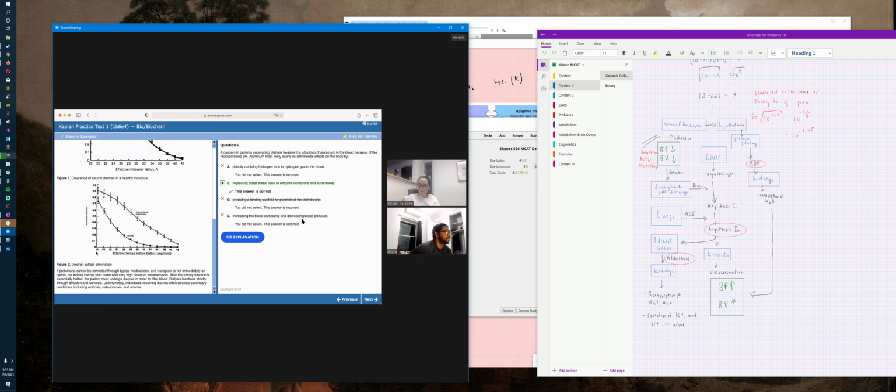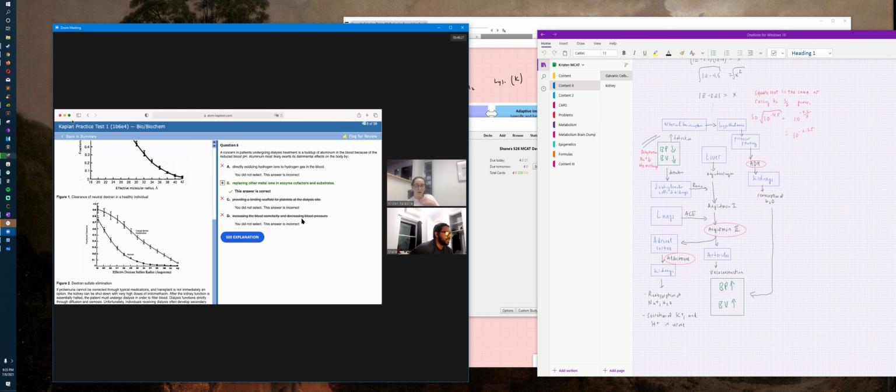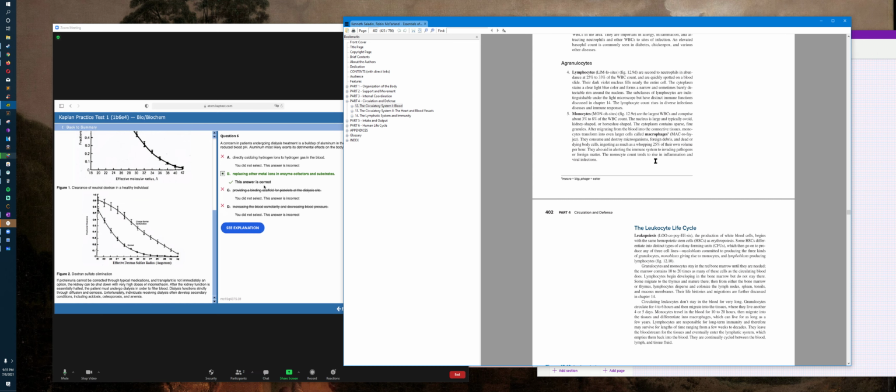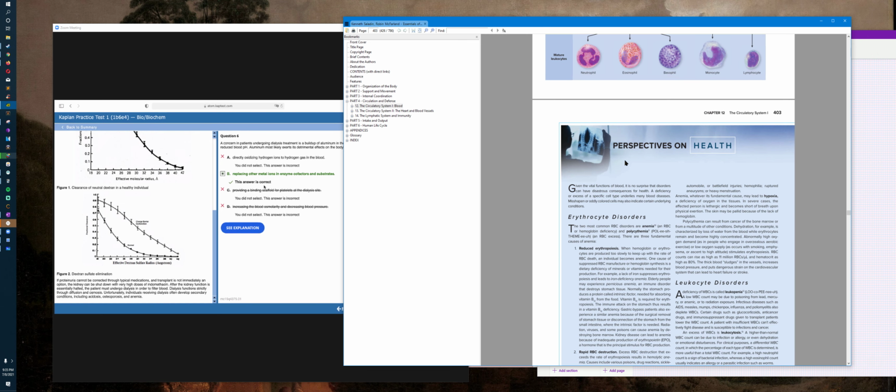Okay, C, providing a binding scaffold for platelets at the dialysis site. Like what? I mean, it doesn't really... I just have no idea what this means. So I guess I got rid of it, but I don't know why I would get rid of something I don't know what it means, because maybe that's important. I took the test quite a bit ago, so maybe I had a legitimate reason, but I can't think of it now.